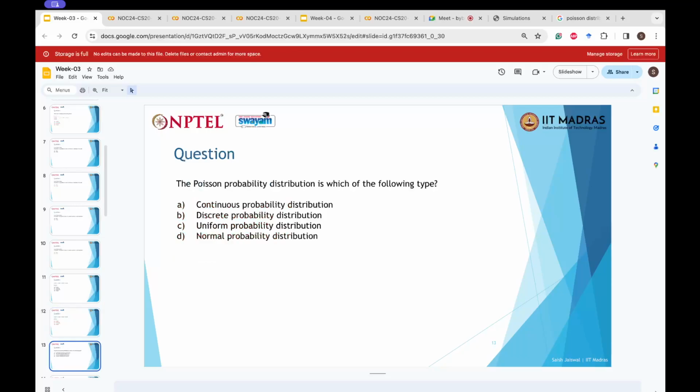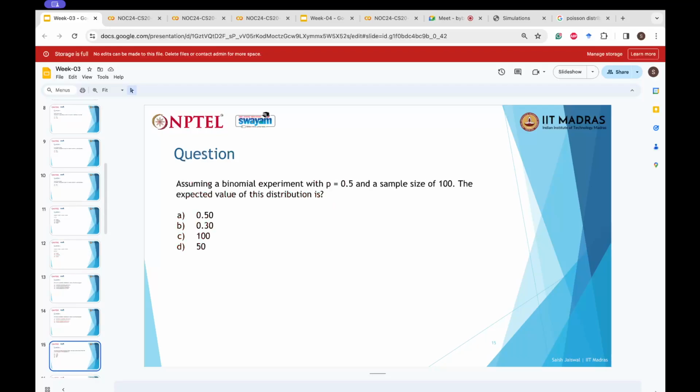Just a quick question. The Poisson probability distribution is which of the following types? The answer we just discussed: it is a discrete probability distribution. Assuming a binomial distribution with p equal to 0.5 and a sample size of 100, the expected value of this distribution, the mean value, is 50. Yes, it is n times p. p is 0.5 and the sample size is 100, so np is the answer.